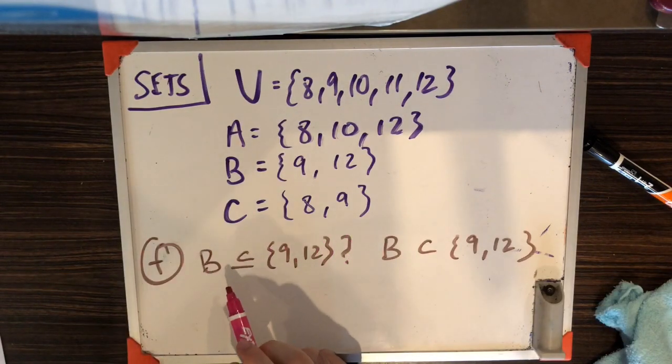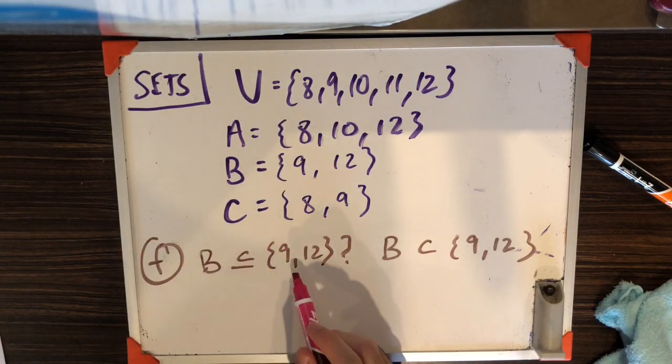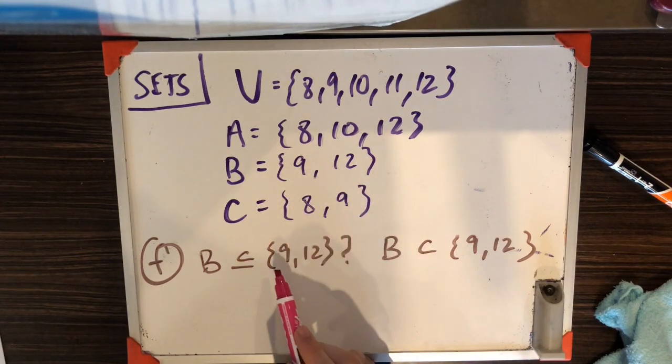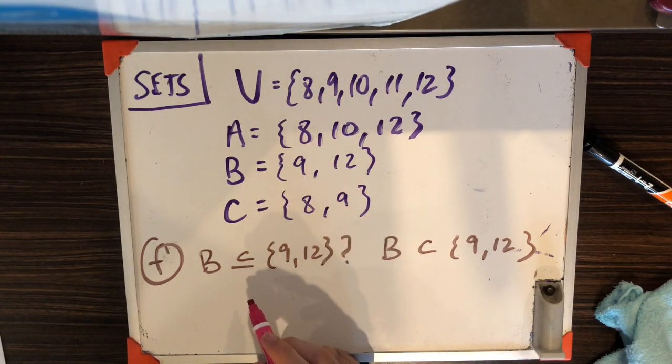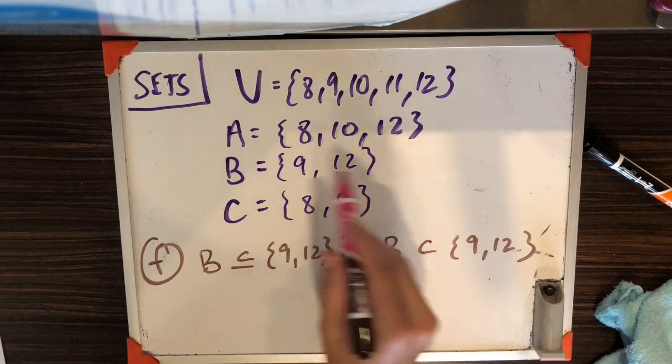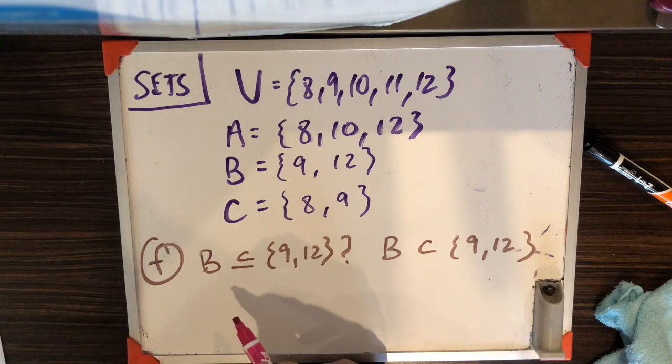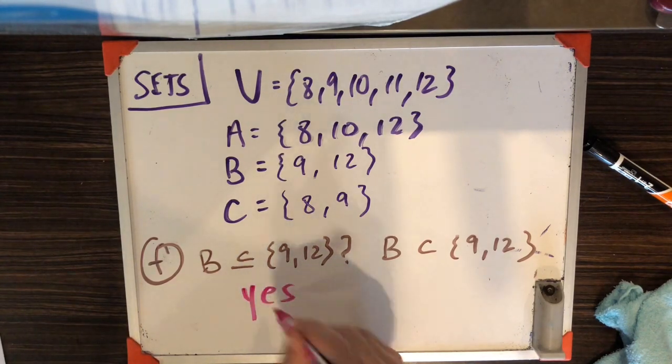All right, letter F says B is a subset of 9, 12. Okay, that is true, right? 9 to 12 is a subset of 9 to 12. So all the numbers found in B are found in 9 to 12, right? So this would be a yes.